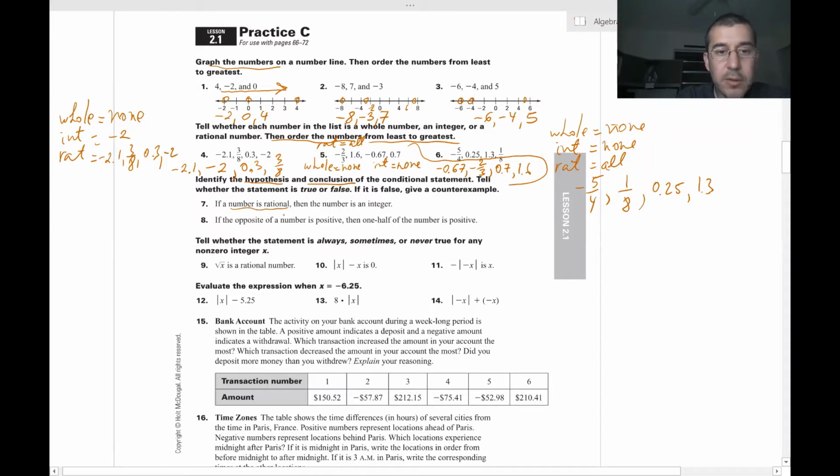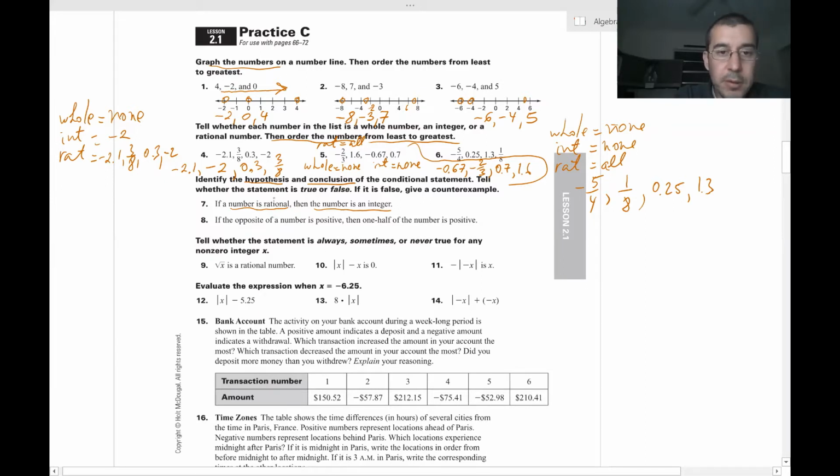If a number is rational, that's the hypothesis. Then the number is an integer. The number is an integer, that's the conclusion. Then tell whether the statement is true or false. Okay, so let's see. If a number is rational, then the number is an integer.